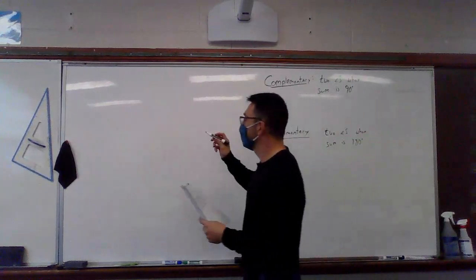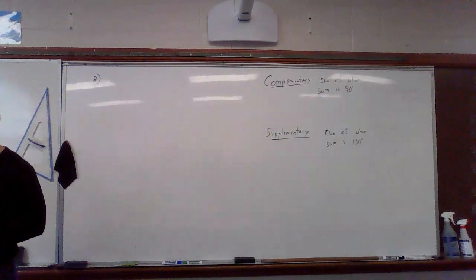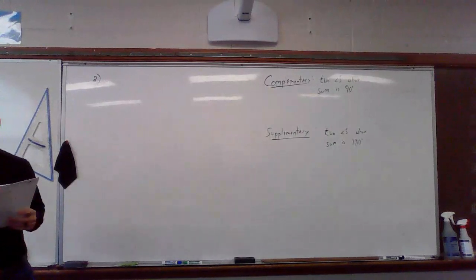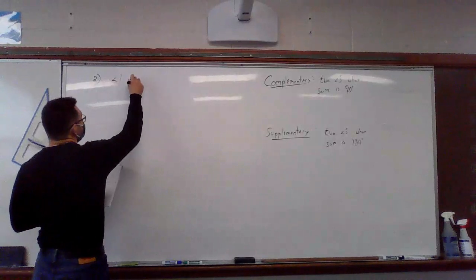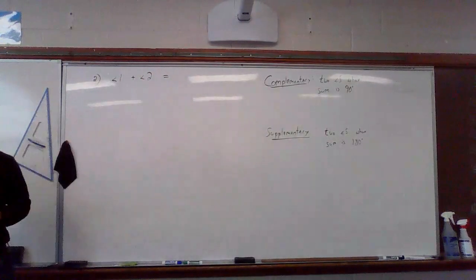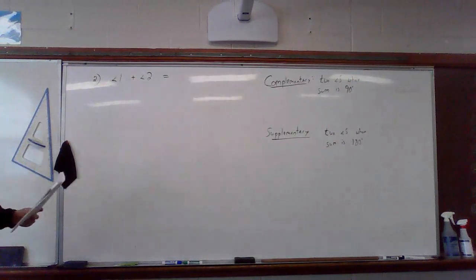So, the first question is, how many angles do we have in this problem? Cody? 2. We have angle 1 plus angle 2 equaling something. What do angle 1 and angle 2 have to equal? And there's a key word in there that tells me what they're going to have to equal. McKenna? 180. How do you know it's 180?